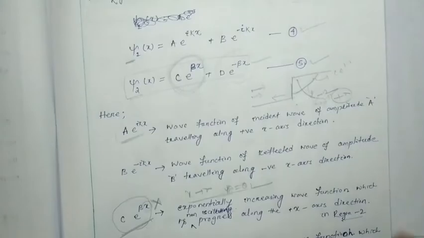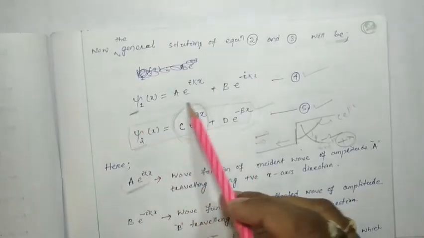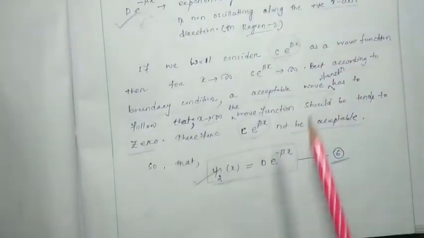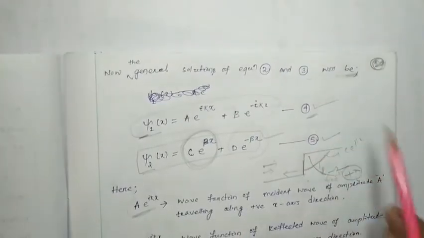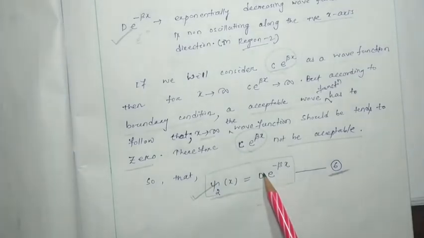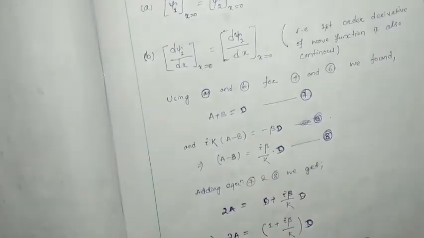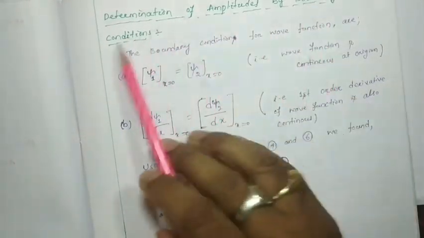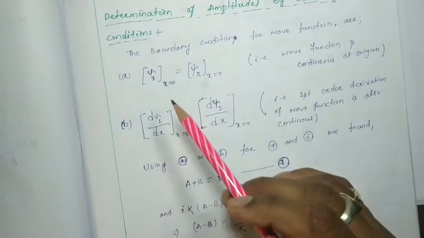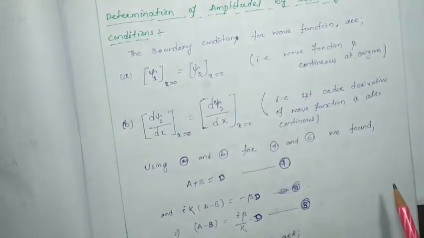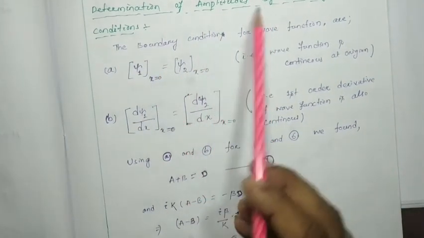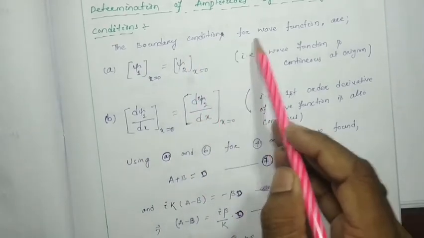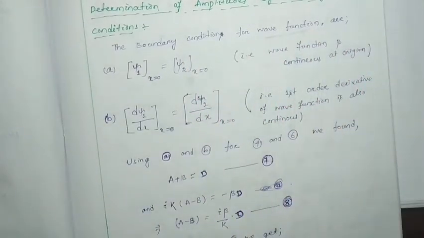So we found the wave function in region 1. The net wave function in region 1 is this one. The net wave function in region 2 is this one, which is represented by equation number 6 and equation number 4. Now the coefficients a, b and d can be evaluated by using the so-called boundary conditions. Now, determination of amplitudes by boundary conditions. Put the heading. We have to consider the boundary conditions one by one, and then we can easily evaluate the amplitudes or coefficients.